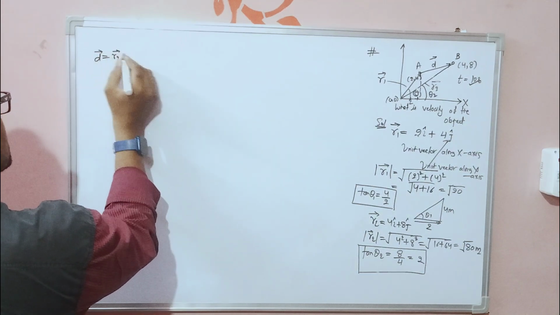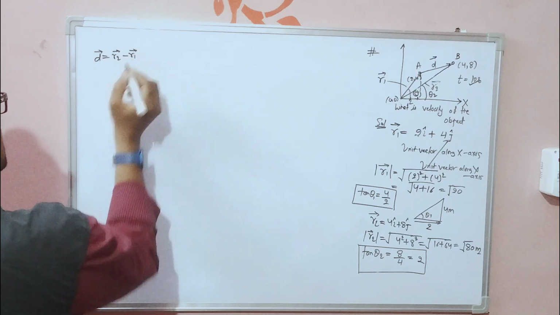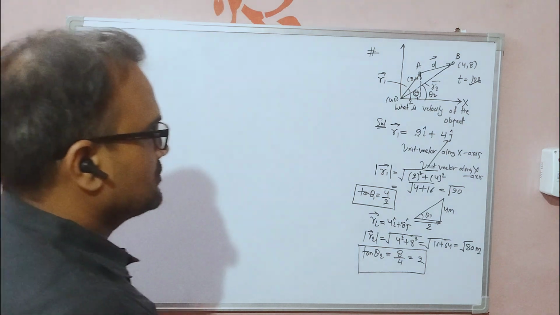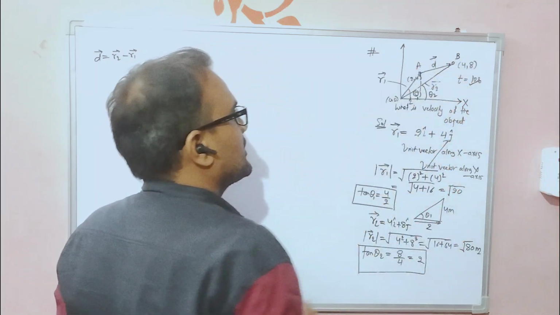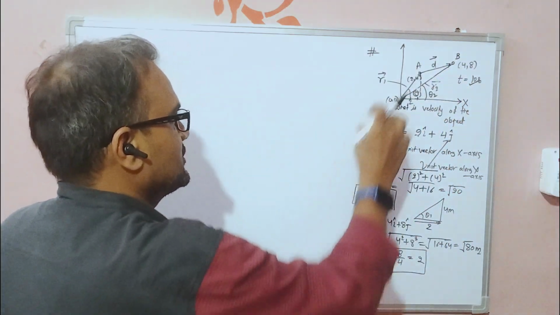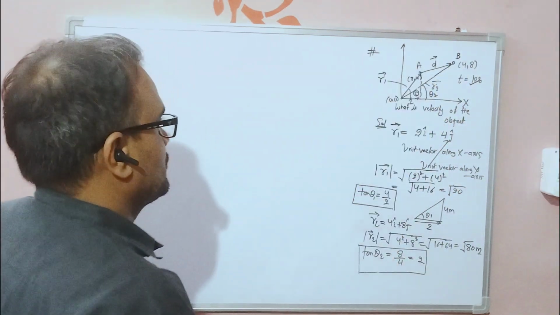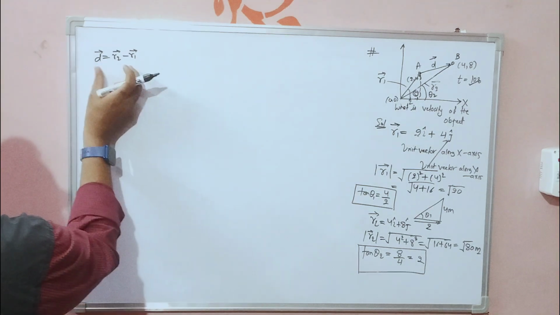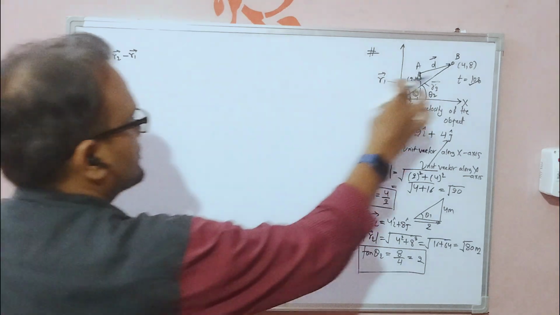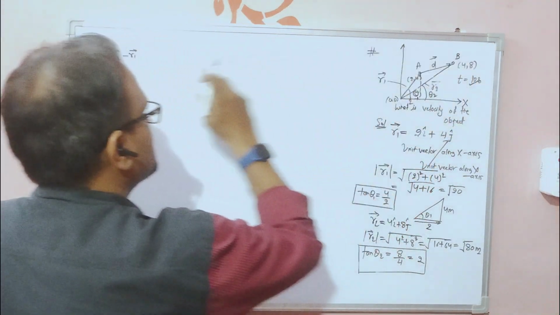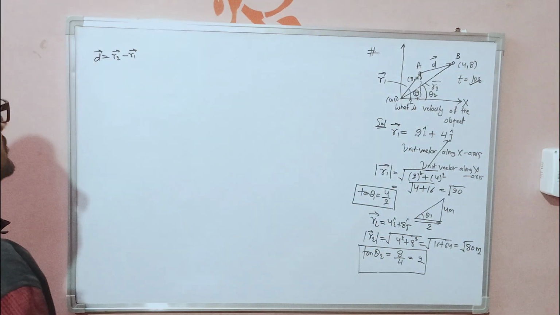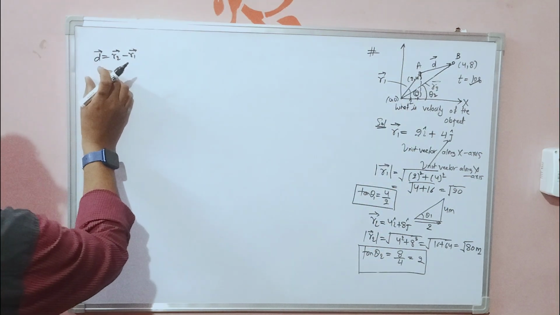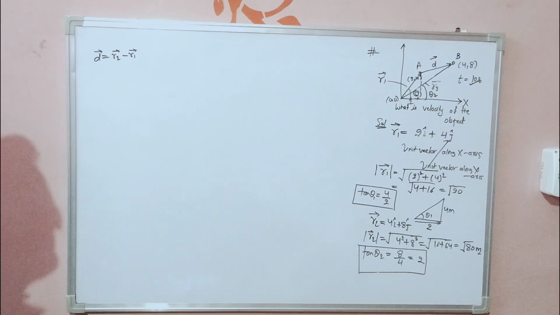So this vector D is written as R2 minus vector R1. What is this R2? R2 is the position vector of the final position, and R1 is the position vector corresponding to the initial position. So that's why we need this expression: the position vector of the final position minus the position vector of the initial position. This is how we can represent or write down the displacement vector.